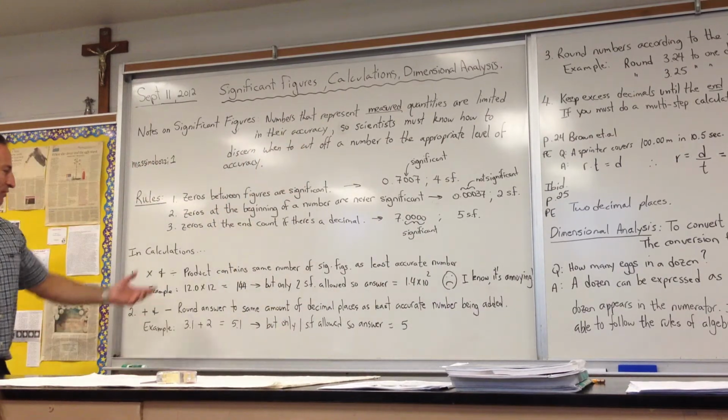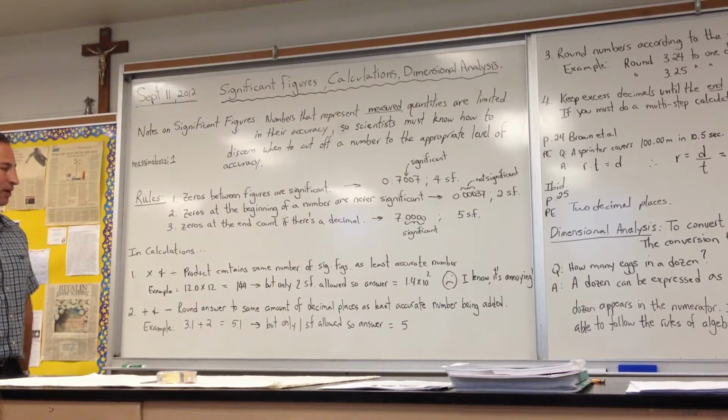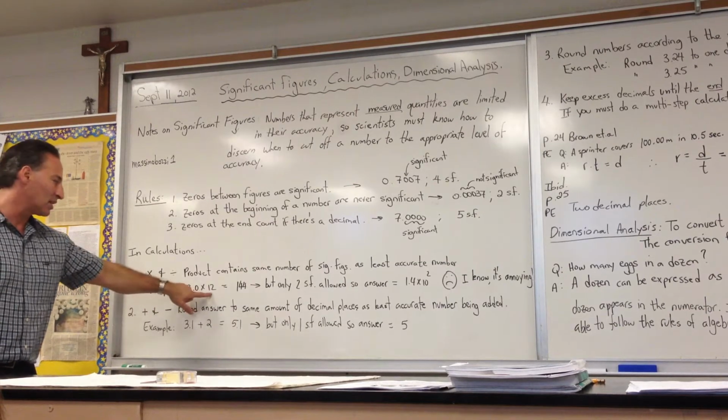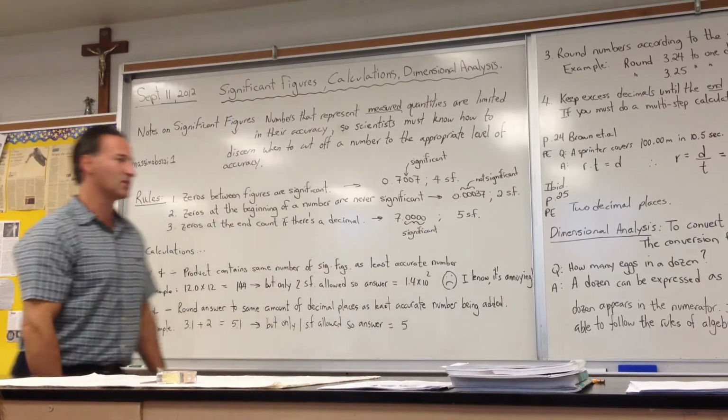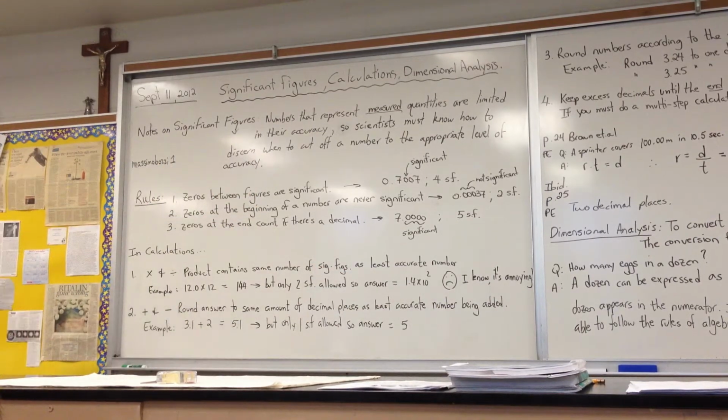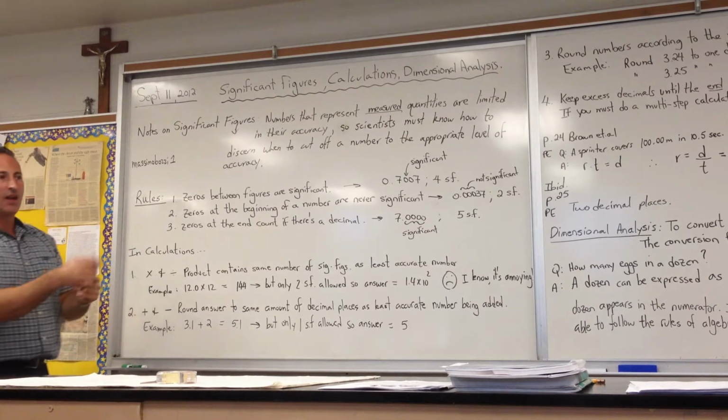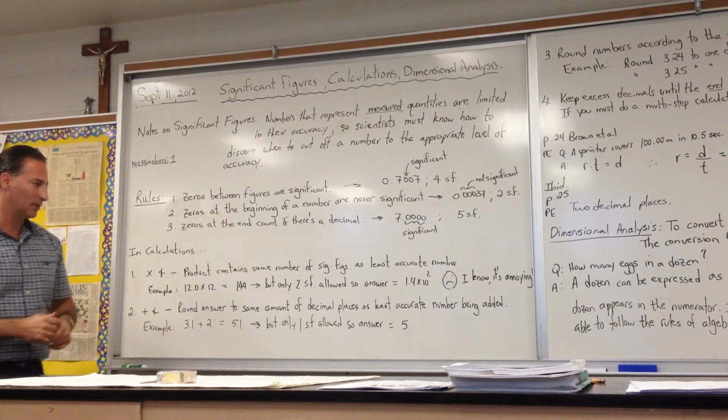Because you know the answer is 144. 12 times 12 is 144. But according to the rules of significant figures, because there's only 2 significant figures here, you can only write the answer down to 2 significant figures. And that's important when you're compiling a whole series of data, and then one of your results is less accurate than the others. That one inaccurate result compromises the accuracy of the rest of the experiment. You can't have an experiment that goes to 3 decimals of accuracy if one of your measurements only goes to 1 decimal. It would make no sense.